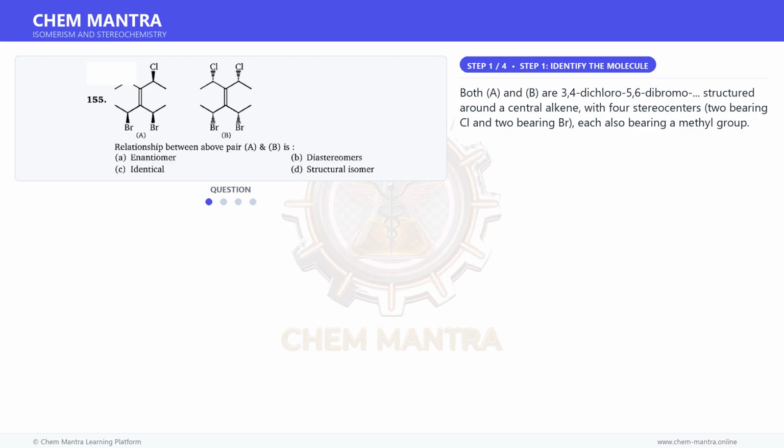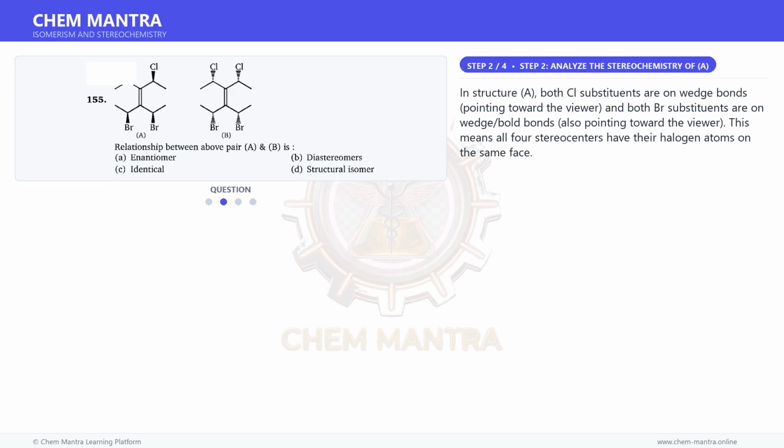3,4-dichloro-5,6-dibromo. Structured around a central alkene with 4 stereocenters, 2 bearing Cl and 2 bearing Br, each also bearing a methyl group. Moving on to the next step.